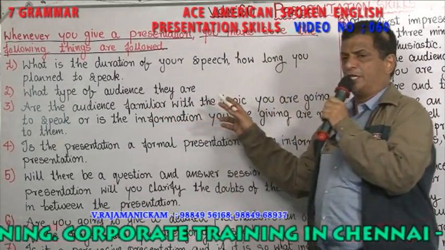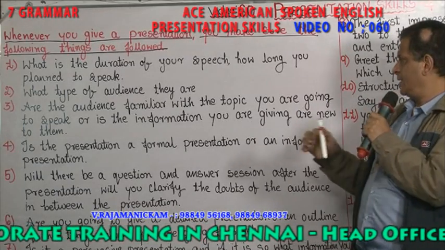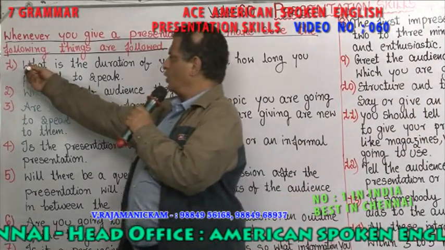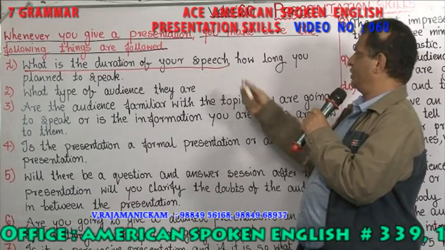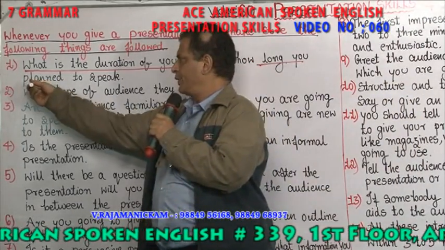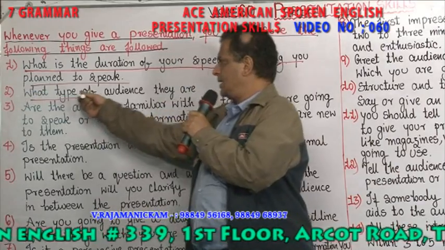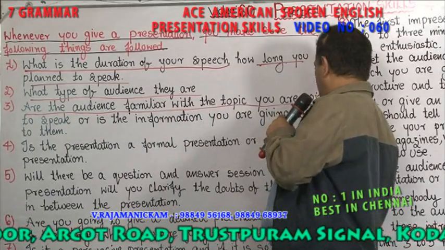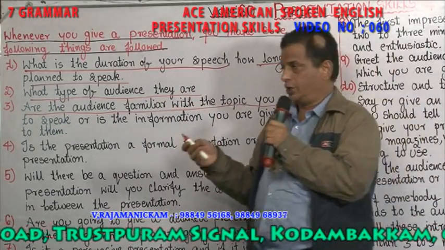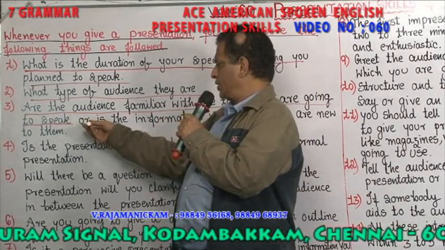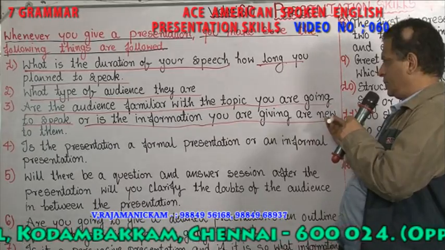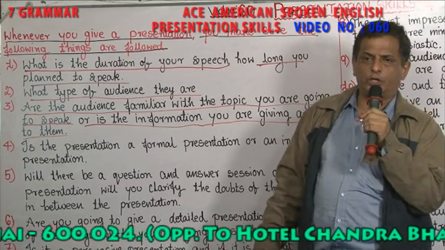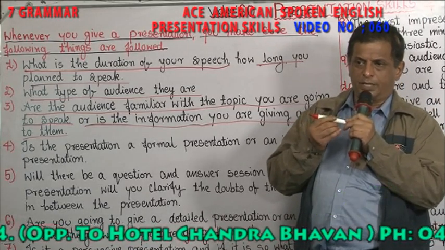Are the audience familiar with the topic? Are they familiar with the topic you are going to speak about, or is the information you are giving new information? So first, you have to know the duration of your speech, how long you plan to speak, and what type of audience they are. The third point is, are the audience familiar with the topic you are going to speak about? Whether the audience know about the topic, or is the information you are going to give new to them. So you should think about whether the audience know what you're going to speak about.